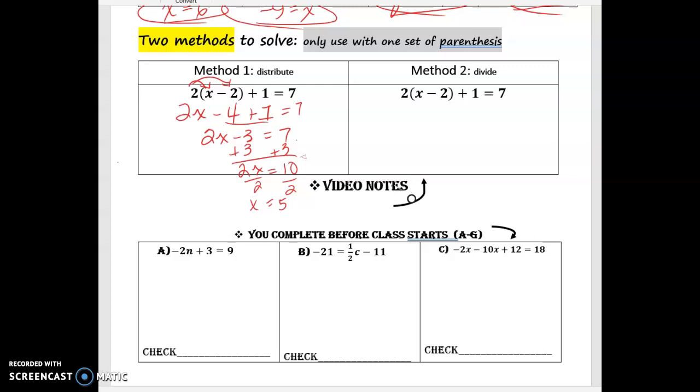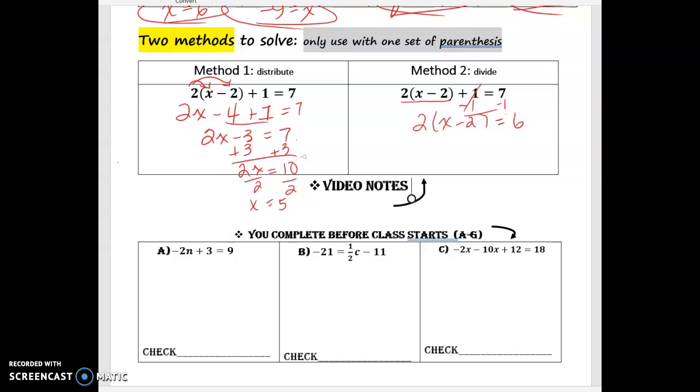In order to use division, you still have to isolate this entire term that contains the variable. So that means I still need to subtract 1 from both sides first to isolate that. So now I have 2 times x minus 2 is equal to 6.